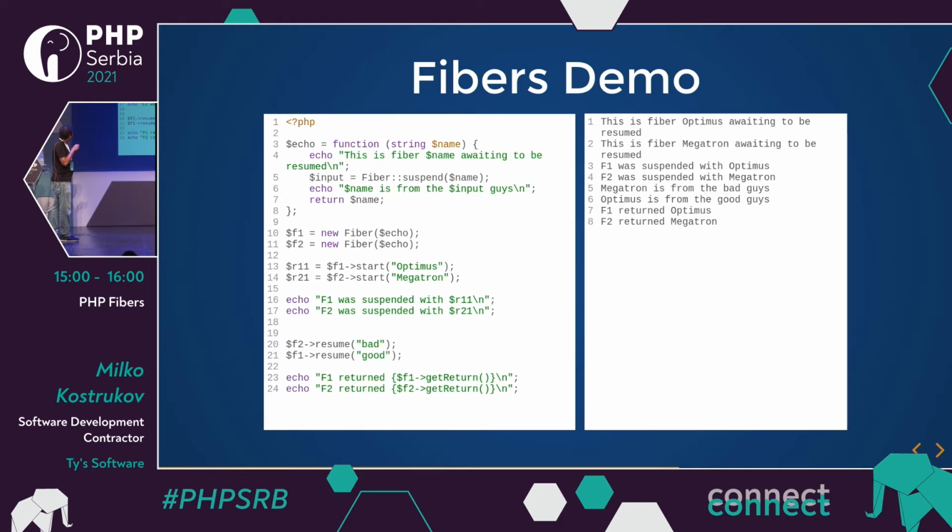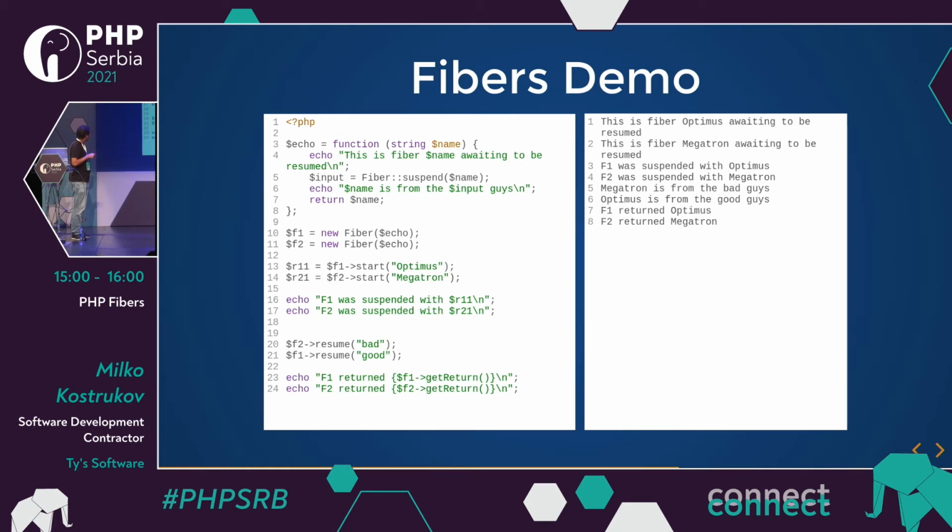And we're going to assign whatever is passed into the resume method to input. And then we're going to echo the name from the input, from whatever the input variable is, guys. And we're going to return the name. I was lazy. I didn't come up with more interesting stuff to return and to pass in and out. So we create one fiber with the function echo and a second fiber with the function echo.